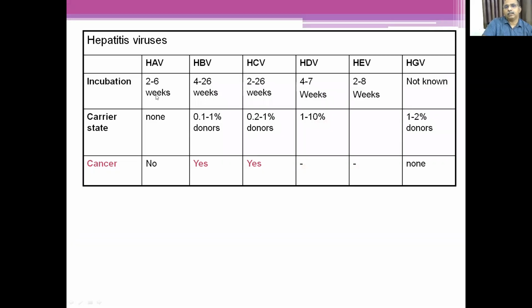The incubation period is 2 to 6 weeks for HAV, 4 to 26 weeks for HBV, and 2 to 26 weeks for HCV, and so on. And the carrier state means patients can still transmit the disease but don't have any symptoms. That carrier state is not there in HAV, but it is seen in HBV and HCV, and in 1 to 2% of donors with HGV. That's very rare. Okay. The cancer part is much more important, Sai Krishna and Raju.